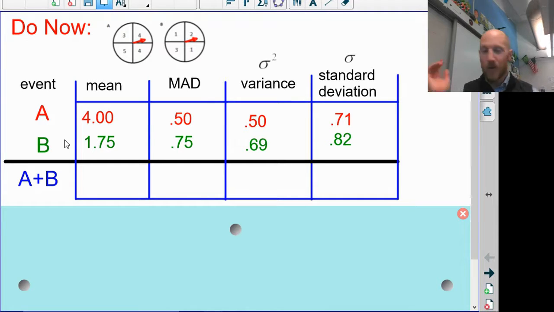And then here's the do now. Pretend that just for fun, you want to add together all of the similar summary stats, mean plus the mean, MAD plus the MAD, variance plus variance, and so on. All right, go ahead and add those together. Hit pause on the video till you got your answers.